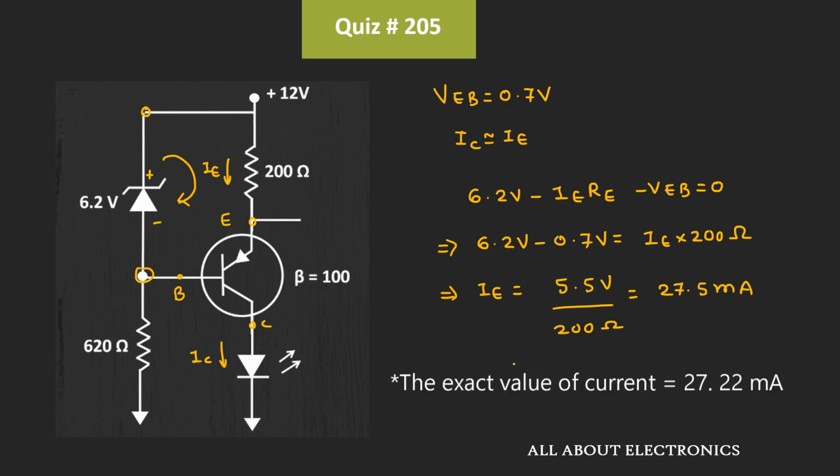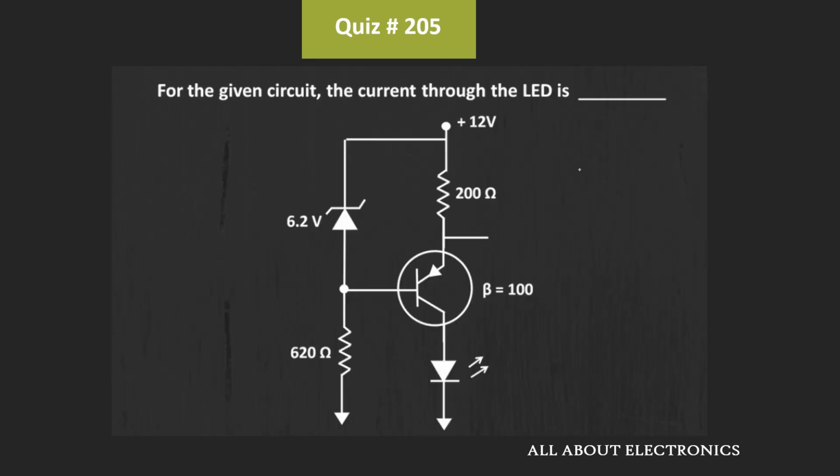And approximately the same current will also flow through the LED. That means this collector current IC is also approximately equal to 27.5 milliampere. So we can say that the current which is flowing through the LED is equal to 27.5 milliampere.